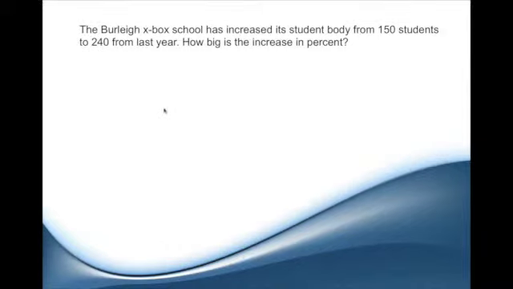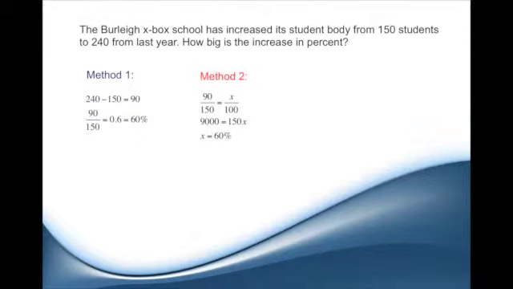Now on this problem, I'm going to show you what I've been talking about in previous examples, that there is more than one way to solve these problems. The first way is you just find the difference, you divide the difference by the original, and you get the answer. That's 60%. So the student body has increased by 60%. The second way is the way we've been doing, which is 90 over 150 equals x over 100, which gets you 90 times 100, which is 9,000, which equals 150x. X equals 60%. Either way, the answer is the same.